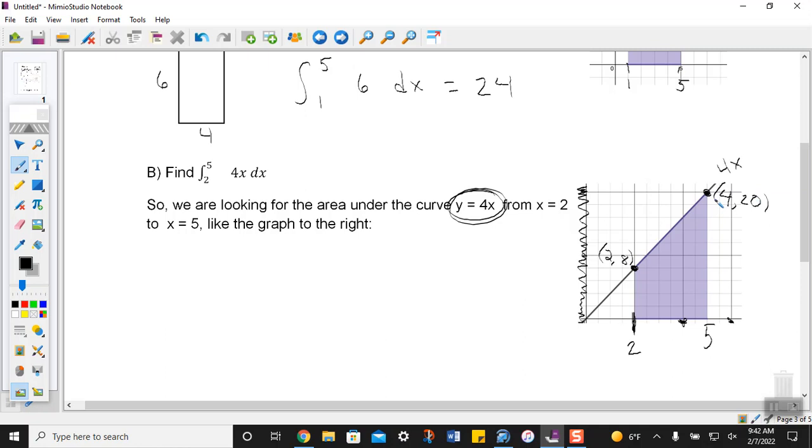Yeah, that would be 4 comma 20. Wait, 4 or 5? Or 5 comma 20. Yeah, 5 comma 20. That's the first mistake I've made all week.